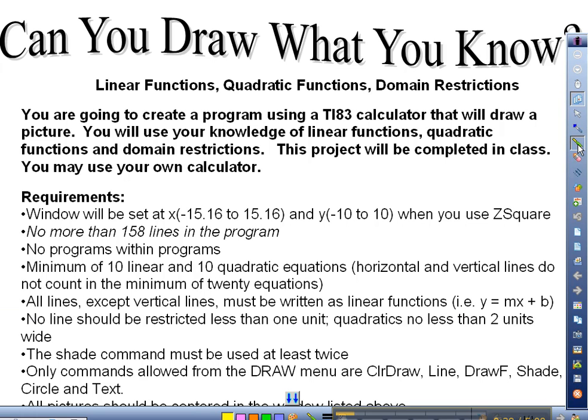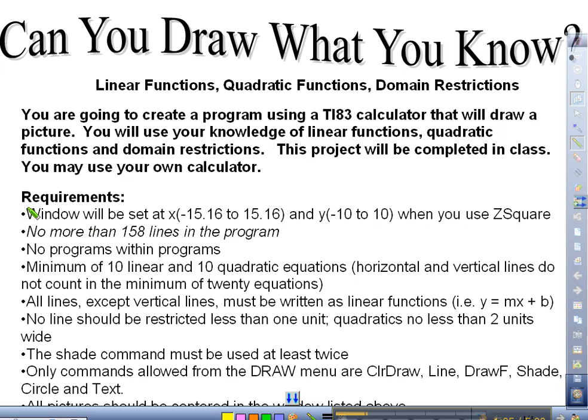It says, can you draw what you know? Linear functions, quadratic functions, domain restrictions. You're going to create a program using your TI-83 or 84 graphing calculator that will draw a picture. You will use your knowledge of linear functions, quadratic functions, and domain restrictions. This project will be completed in class over about the next month, month and a half. You may use your own calculator. If you don't have your own calculator, you'll be using one of mine.